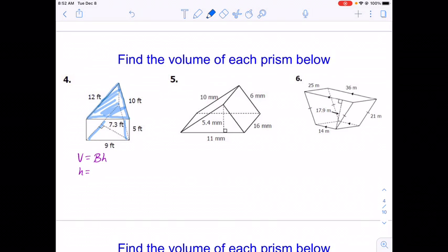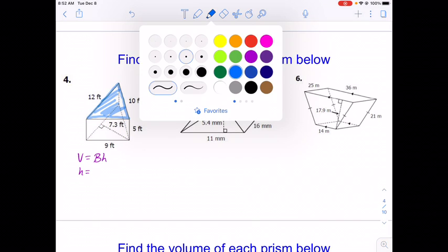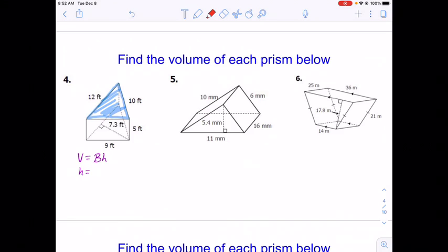So I'll kind of erase this bottom part so we can kind of see what we're talking about here. Now the distance between this, okay, the distance between the two bases is this right here. This becomes your height. So your height here is 5 feet. Okay, that's how far it is between the top triangular face and the bottom triangular face.